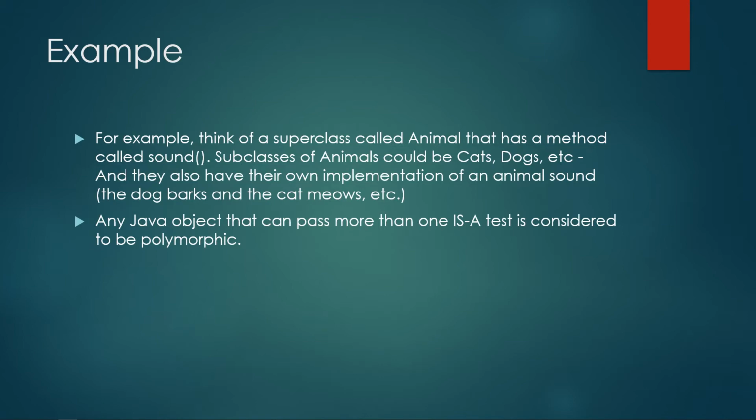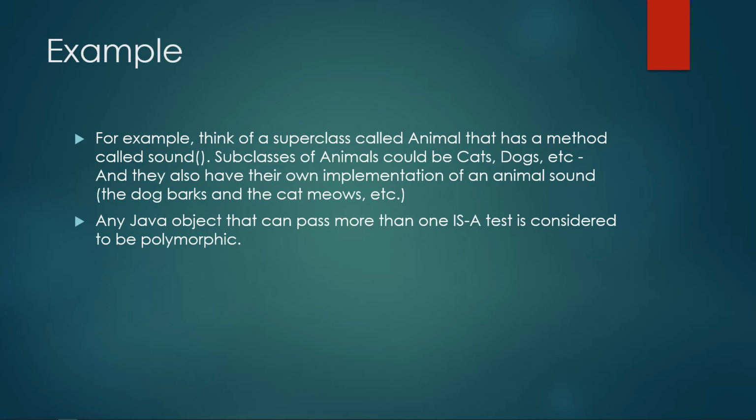Any Java object that can pass more than one IS-A test is considered polymorphic. So, a dog is an instance of, so we can say a dog is a dog and a dog is an animal. So this means that dog is polymorphic.